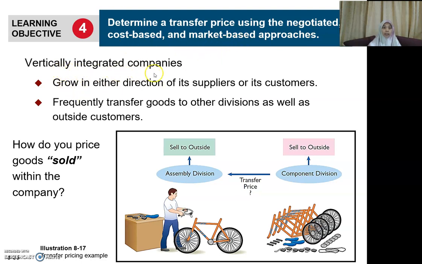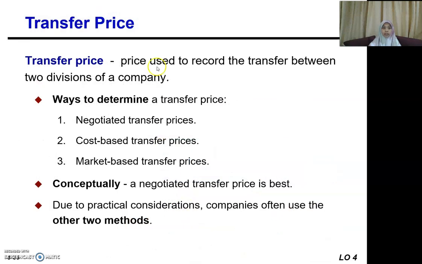Vertically integrated companies grow in either direction of its suppliers or its customers. They frequently transfer goods to other divisions as well as outside customers. So how do you price goods sold within the company? What is a transfer price? A transfer price is used to record the transfer between two divisions of a company. So you are looking at two divisions and they are in fact in the same company.